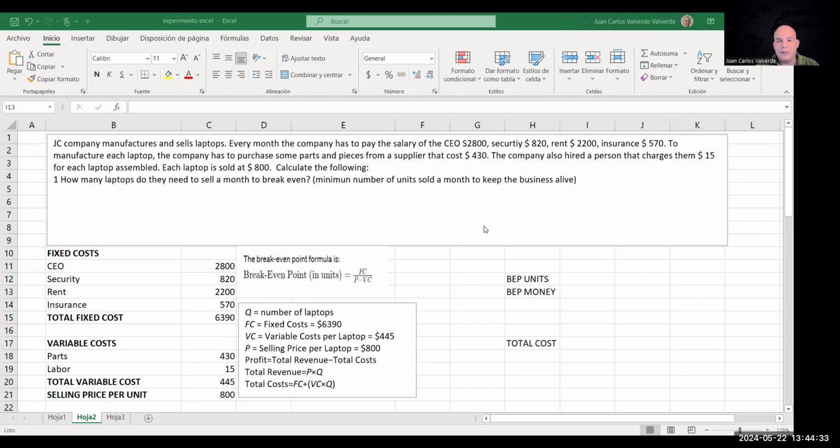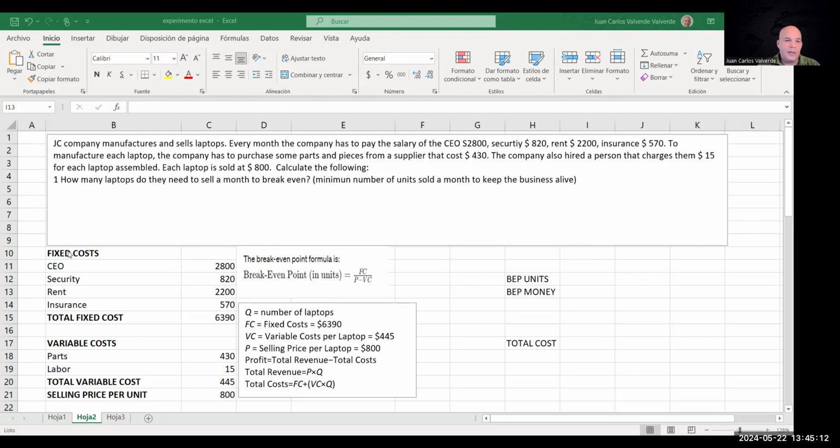Now, what is the magic number? That's what we have to calculate today. This number will indicate that when you sell those units, the company will not make a profit, but will not lose any money either. All right, so here we go. There's a formula to calculate the break-even point in units, because we will calculate in units and in money too. To calculate in units, we divide fixed costs by the subtraction of selling price minus variable cost. I already classified the costs here.